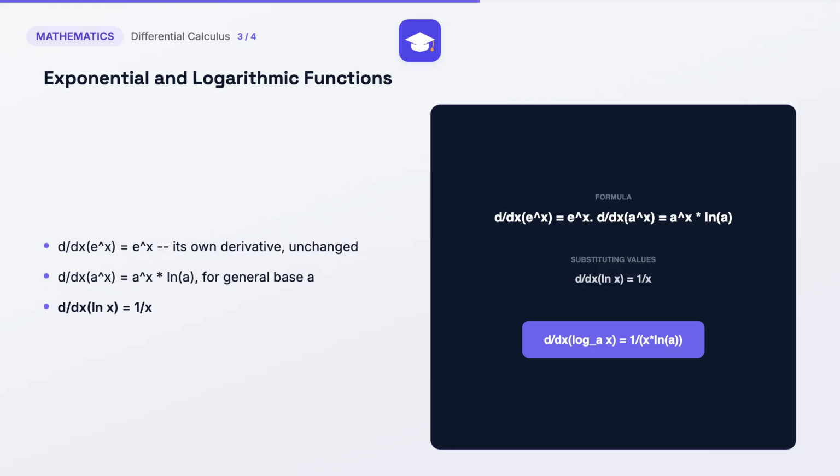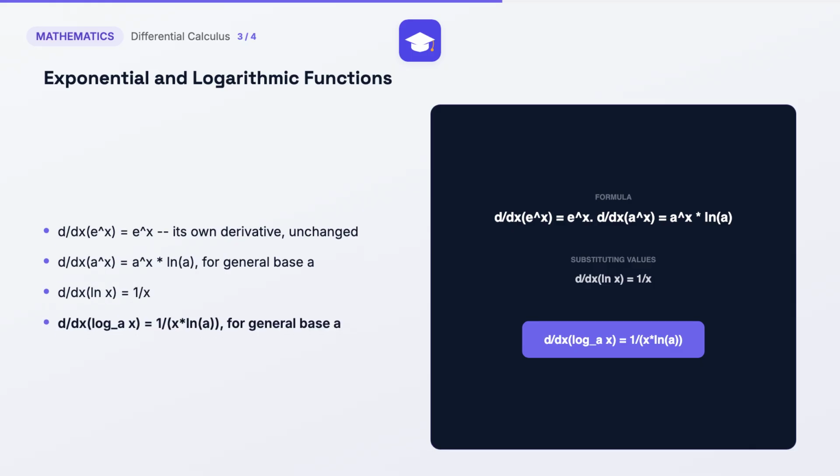The natural logarithm's derivative is genuinely d over dx natural log x equals 1 over x. And for a general base, log base a of x, it becomes 1 over x natural log a. These exponential and logarithmic pairs are genuinely closely related inverse functions of one another.